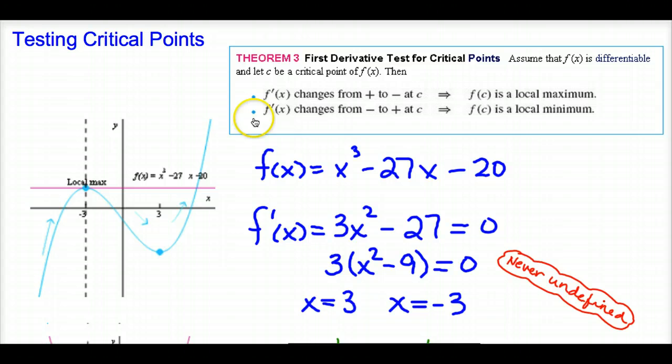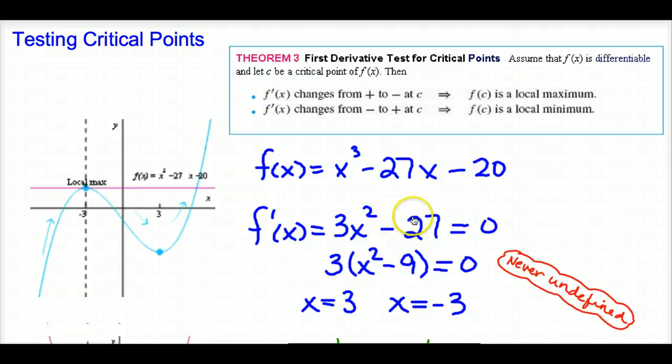The second bullet point over here says if your slope or your derivative changes from negative to positive, then you have a local minimum. So over here, if we go from negative, so we have negative slopes, so our function's decreasing, and then all of a sudden we are at a point where the slopes are positive, or our function's increasing, we have created a local minimum.